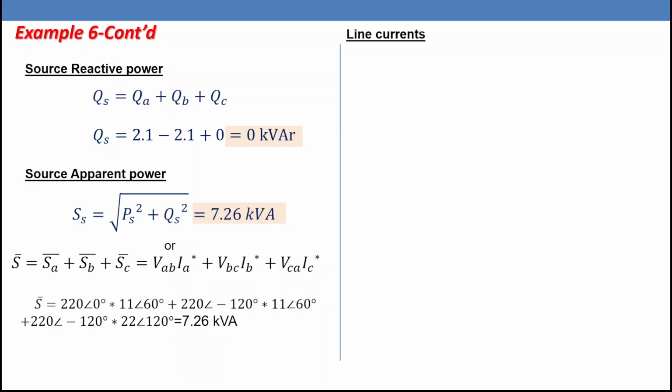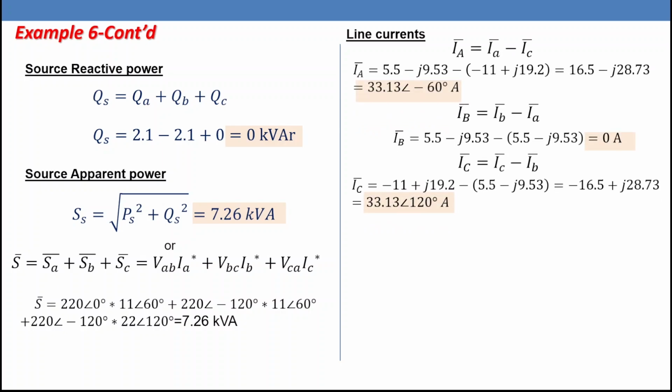What about the line currents? So the line current, I capital A equals IA minus IC. So that one gives you a magnitude of 33.13 ampere, but with the same angle like IA and IB. So I capital B equals IB minus IA. So they are going to cancel each other. So that one will be 0 ampere. There is no line current in phase B. But for phase C, we have a line current equals 33.13 angle 120 with the same phase for I small c. Let's look at the phasor diagram. We have voltages 120 degrees apart.